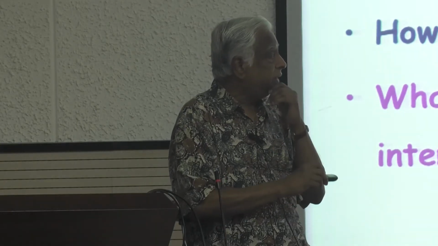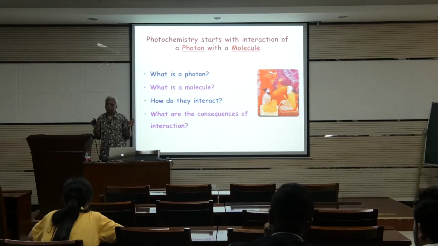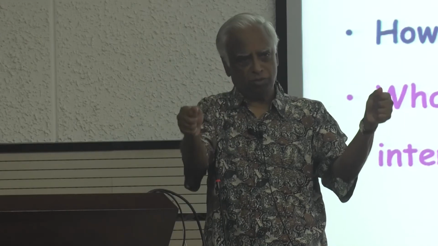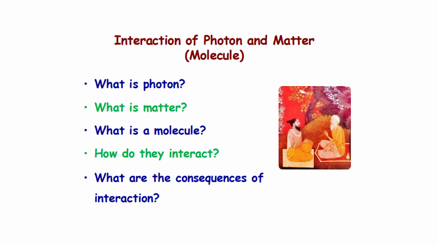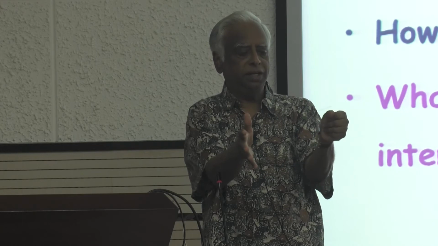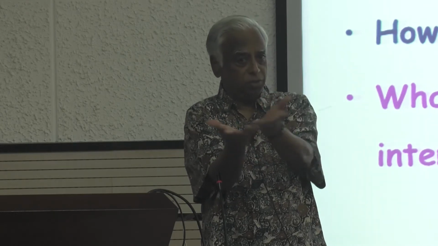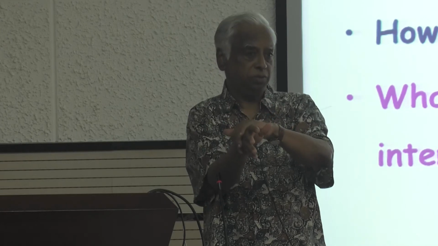Now, all of this photochemistry is only about photons and a molecule. These are the two key things in the chemistry. A photon is light. Molecules, we know what a molecule is. A photon and a molecule interact. And when they interact, the light completely goes into the molecule and disappears. And when it disappears, it does something to this molecule.